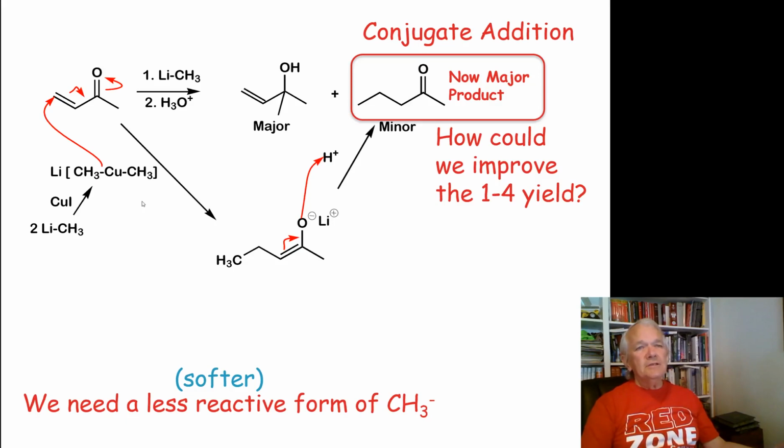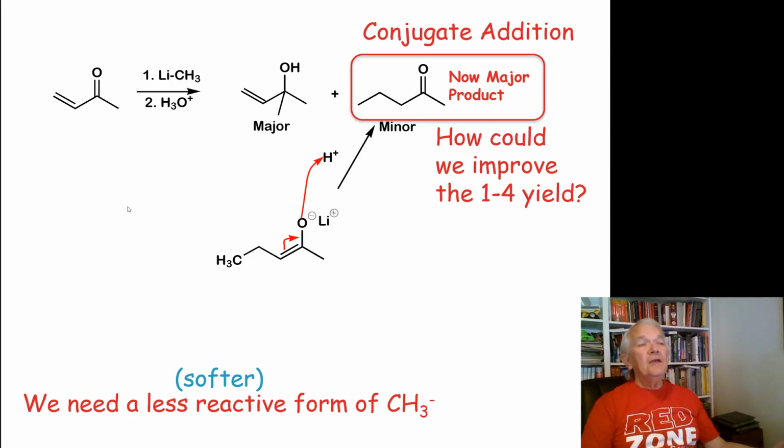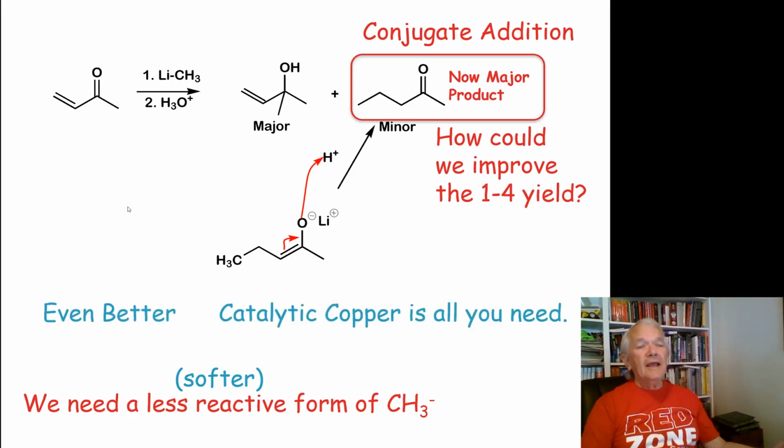Now this seems like a good solution, but it's got some inconveniences, because you have to make the Gilman reagent, and one of the problems, of course, is that you have to throw half of it away, because you're adding only 1 methyl here, the other one doesn't add. But it turns out there's a solution to this one too, which makes this really useful, and that is that you don't actually have to use the Gilman reagent. You can just throw in catalytic copper.